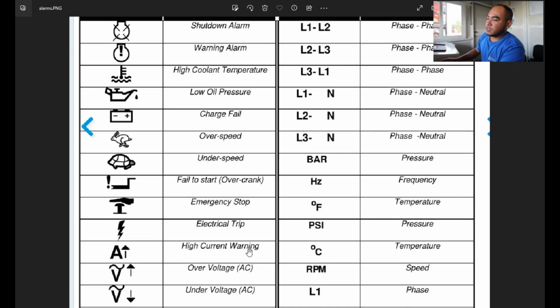Okay, so next here is our voltage. You see AC voltage with an arrow, so this one means over voltage AC. What are the causes of over voltage? Sometimes it is the configuration, sometimes the wirings, sometimes the load, and sometimes the AVR. So how do you fix that one?